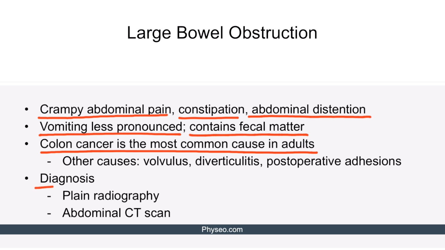Regarding workup, plain radiography is the best initial test to confirm the obstruction, especially in hemodynamically unstable patients. Abdominal CT scan is more useful to identify the site and cause of obstruction, and to look for any complications such as perforation and necrosis.